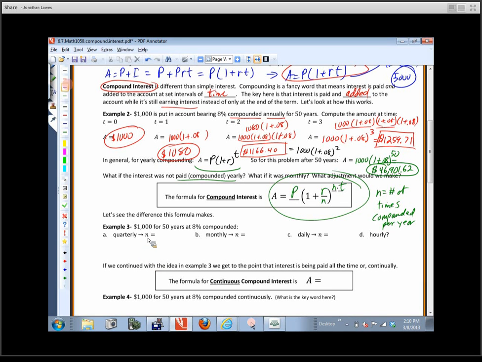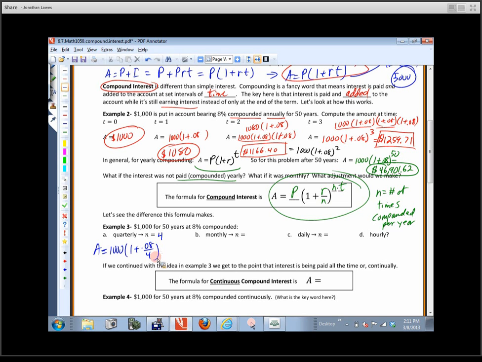Okay, so let's go ahead and do this problem right here. It's got 4 different parts. Let's see what happens. So $1,000, 50 years, 8% interest per year, compounded quarterly. What would N be? N would be 4. So they're going to pay us interest 4 times a year. So watch what happens to this. The amount in the account is going to be the principal, 1,000, and then 1 plus 0.08 divided by 4.